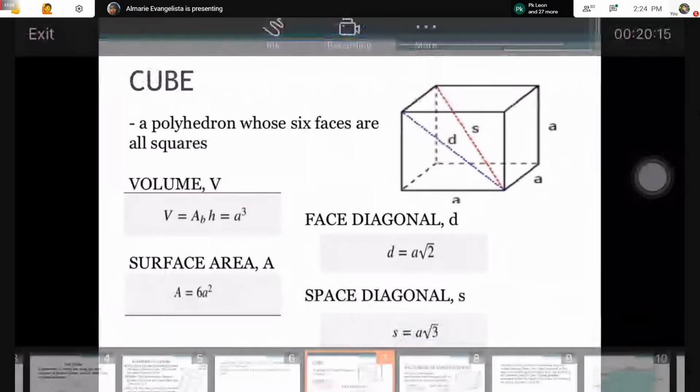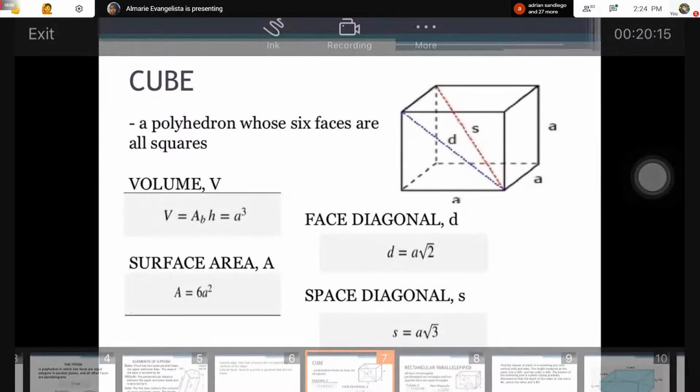So, cube. Cube is a polyhedron whose six faces are all squares. So, ang volume ng cube is equals to, yun nga, yung lagi kong sinasabi, area ng base times height. So, equal din siya sa a cube. Tapos, yung surface area naman, area is equals to 6a squared.